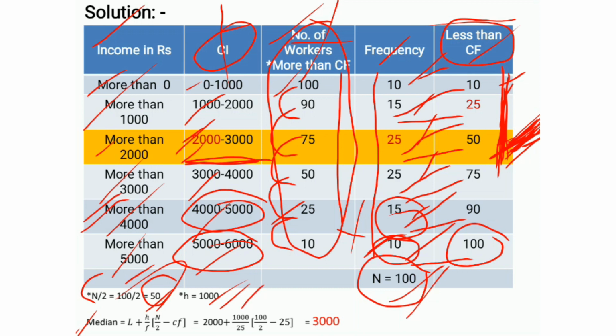h divided by 25, that is the frequency. The frequency of the median class is 25. Within the bracket, 100 by 2 minus the cumulative frequency preceding the median class, which is 25. 25 is applied. Finally, you will get an answer of 3000. So that is your median. I hope you understood this. You can try it yourself.